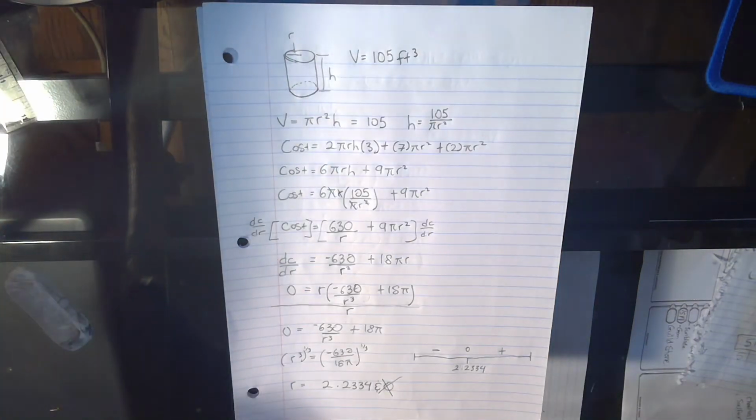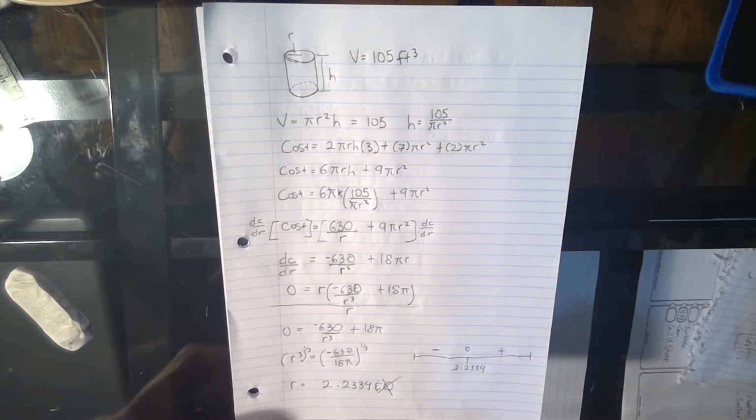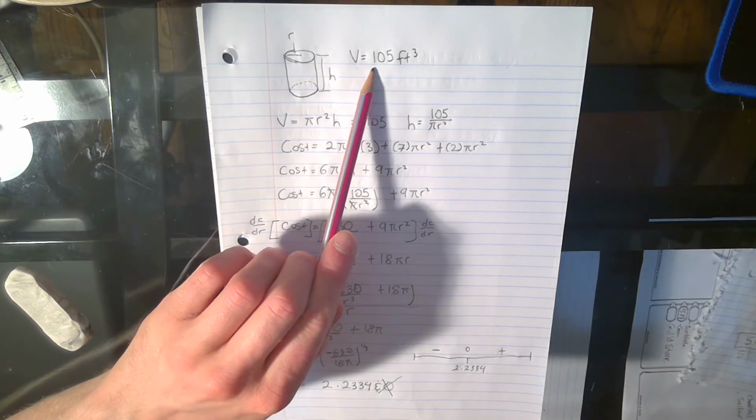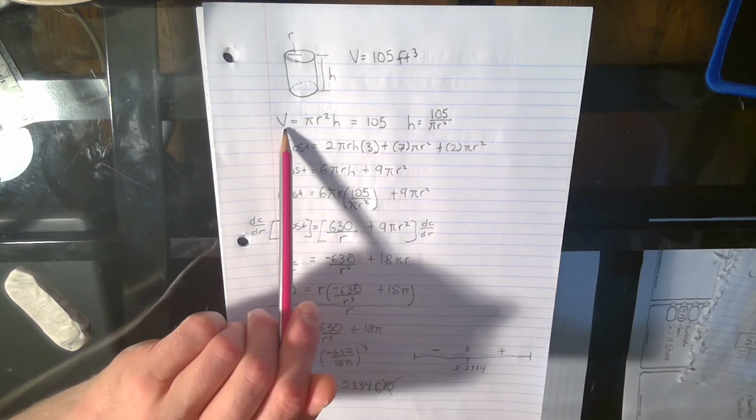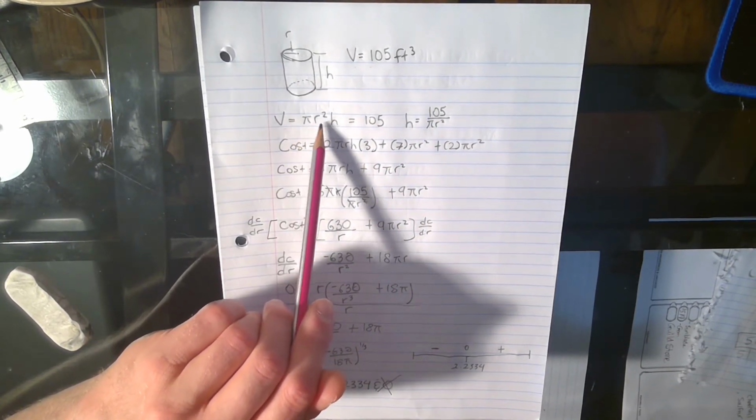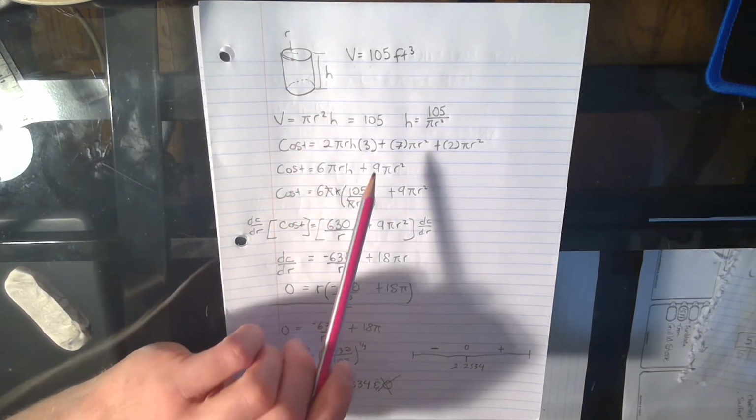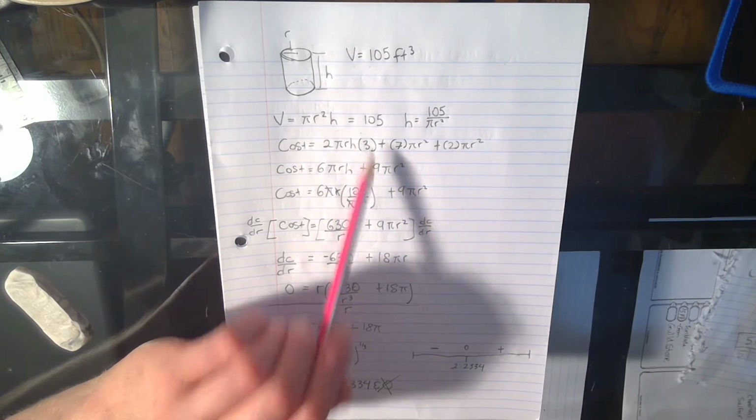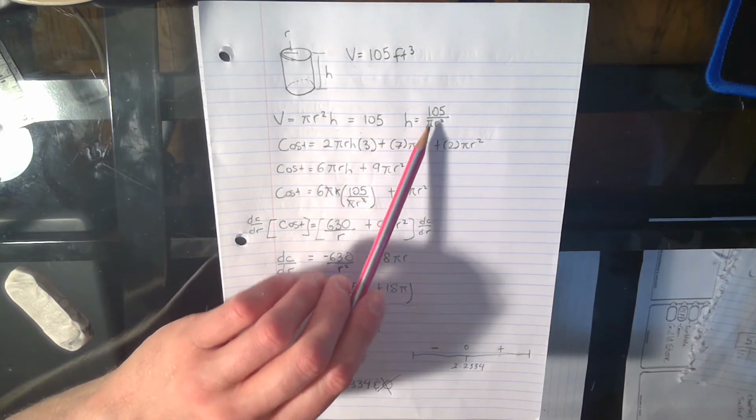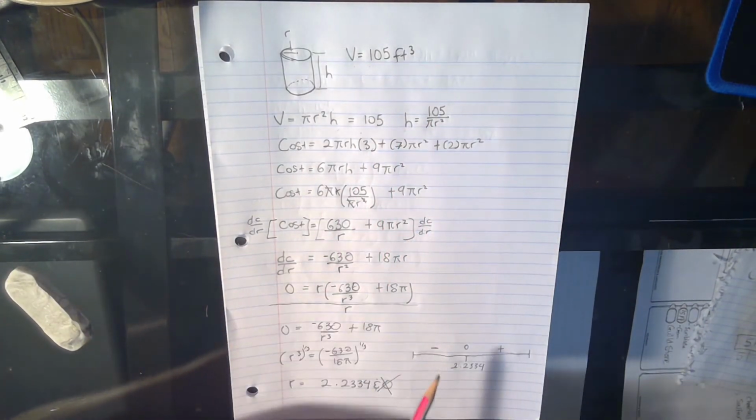First, we have to relate the height to the radius, and we do that through the volume. We know that we have a volume of 105 feet cubed. The volume of a cylinder is pi r squared, which is the area of the circle, times h, which is the height. So all this equals 105. We can rewrite that as h equals 105 over pi r squared, and we'll plug that back in later.